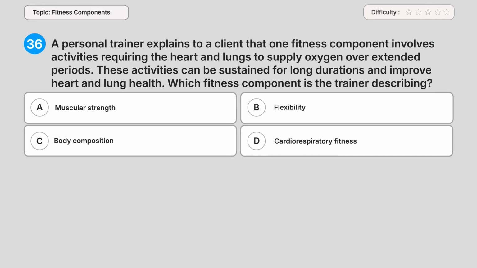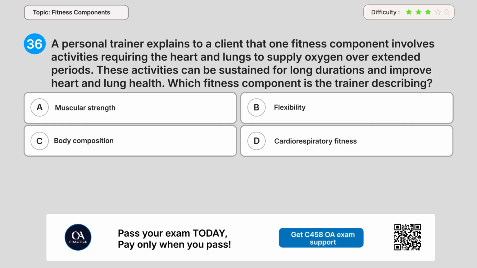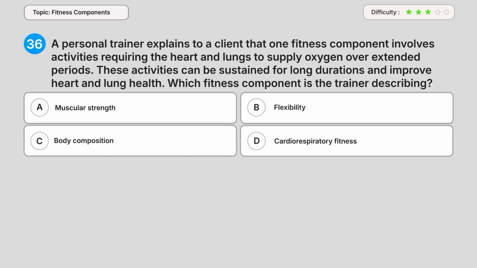36. A personal trainer explains to a client that one fitness component involves activities requiring the heart and lungs to supply oxygen over extended periods. These activities can be sustained for long durations and improve heart and lung health. Which fitness component is the trainer describing?